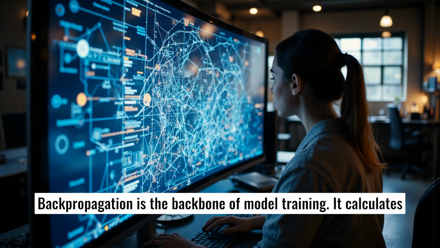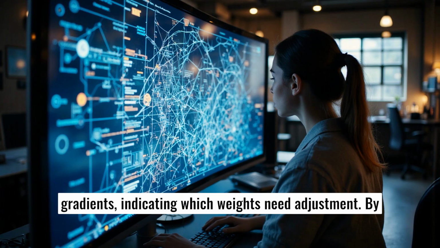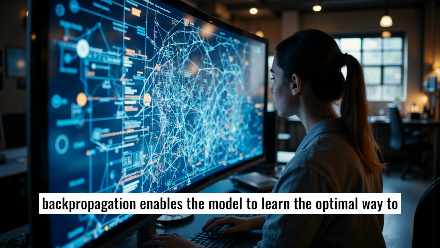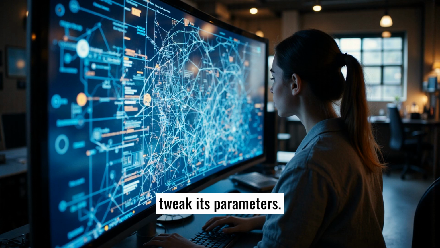Backpropagation is the backbone of model training. It calculates gradients, indicating which weights need adjustment. By propagating the loss backward through the network, backpropagation enables the model to learn the optimal way to tweak its parameters.